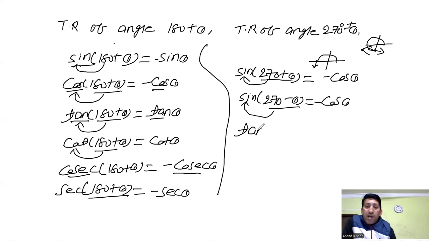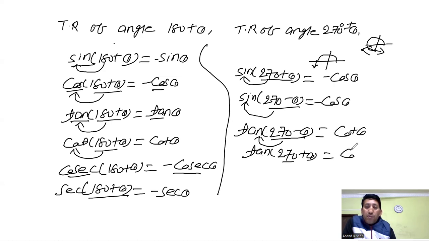If I say tan 270 minus theta, or tan 270 plus theta: see, this is 270, tan becomes cot, and 270 minus something is the third quadrant, where tan is positive, so positive cot theta. And tan 270 plus theta: tan becomes cot, and 270 plus something is the fourth quadrant, where tan is negative, so minus cot theta. This is very moderate: 180 plus theta, 180 minus theta, 270 plus theta, 270 minus theta. Now see next.